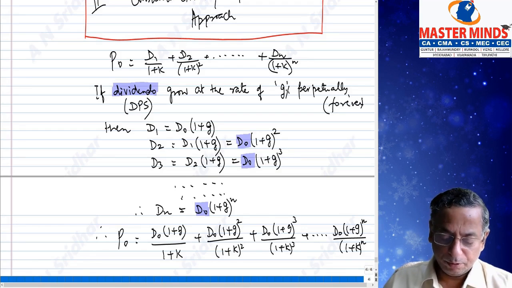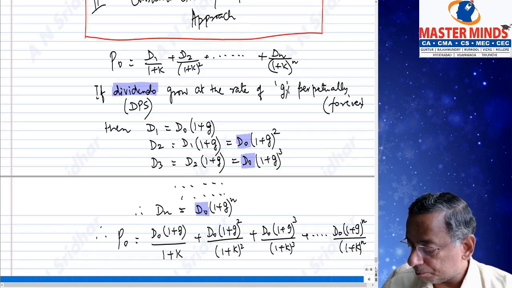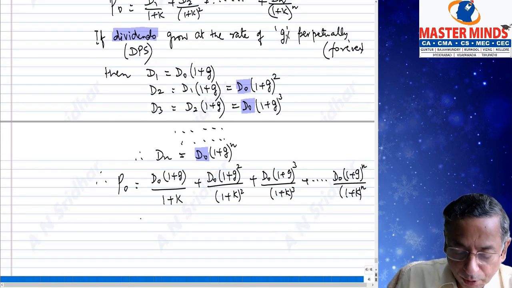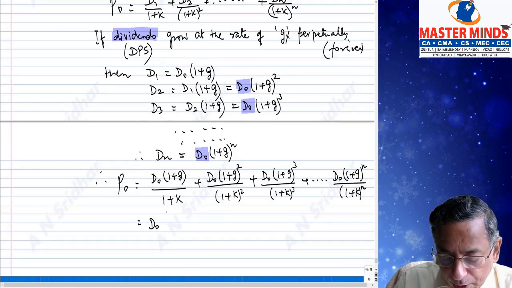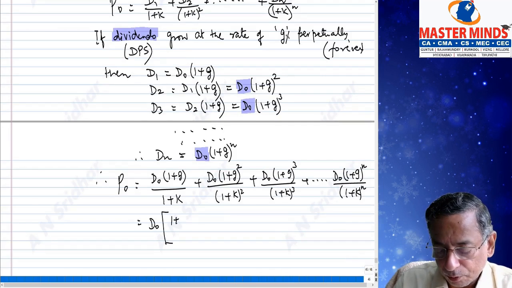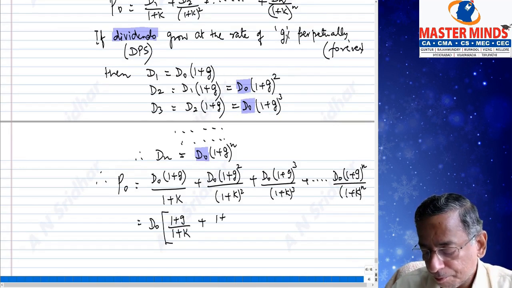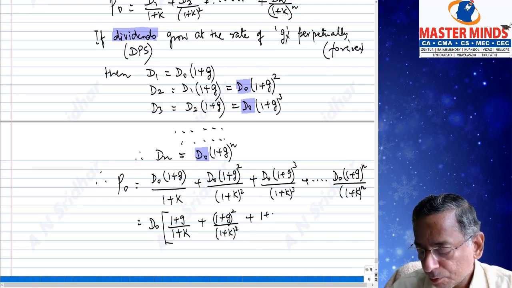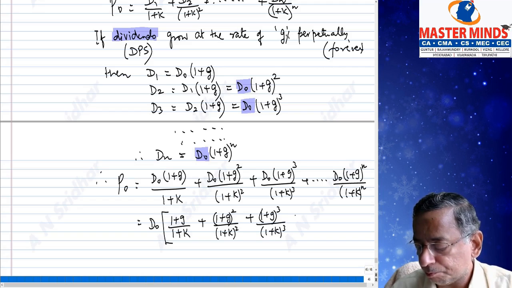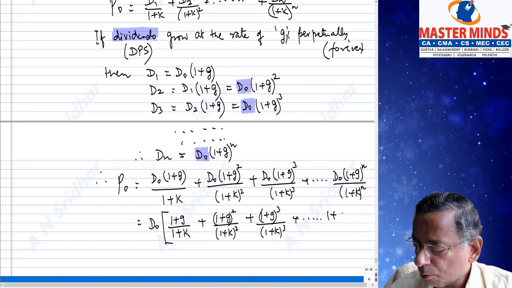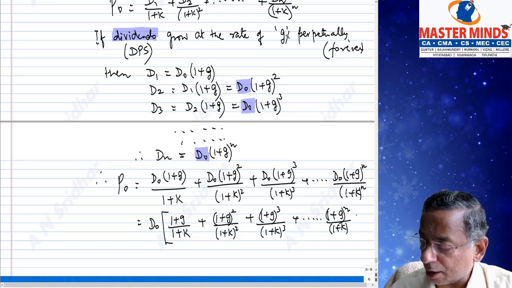Now we can take d0 out. P0 is equal to d0 into bracket, 1 plus g upon 1 plus k, plus 1 plus g square upon 1 plus k square, plus 1 plus g cube upon 1 plus k cube, and so on up to 1 plus g raised to n upon 1 plus k raised to n.